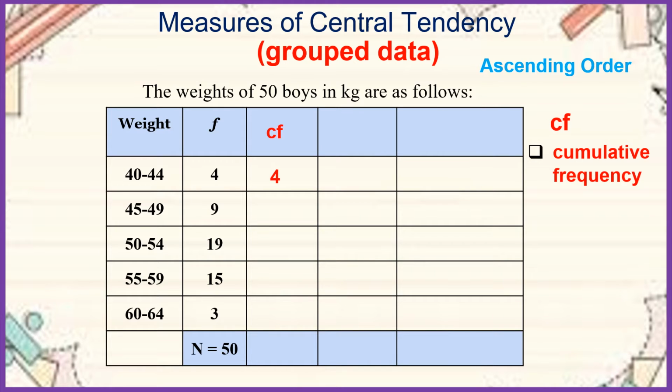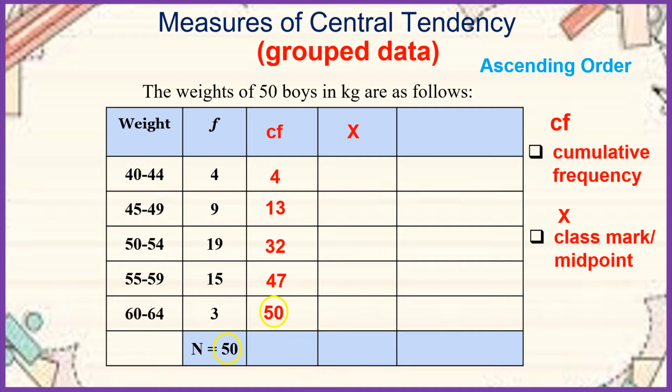So we shall start with 4, then plus 9 is equal to 13, plus 19 is equal to 32, 32 plus 15 is equal to 47, then 47 plus 3 is equal to 50. To check whether your answer is correct, it should be equal to your n. So we have 50 here and we have 50 here. And then the fourth column is all about your x.